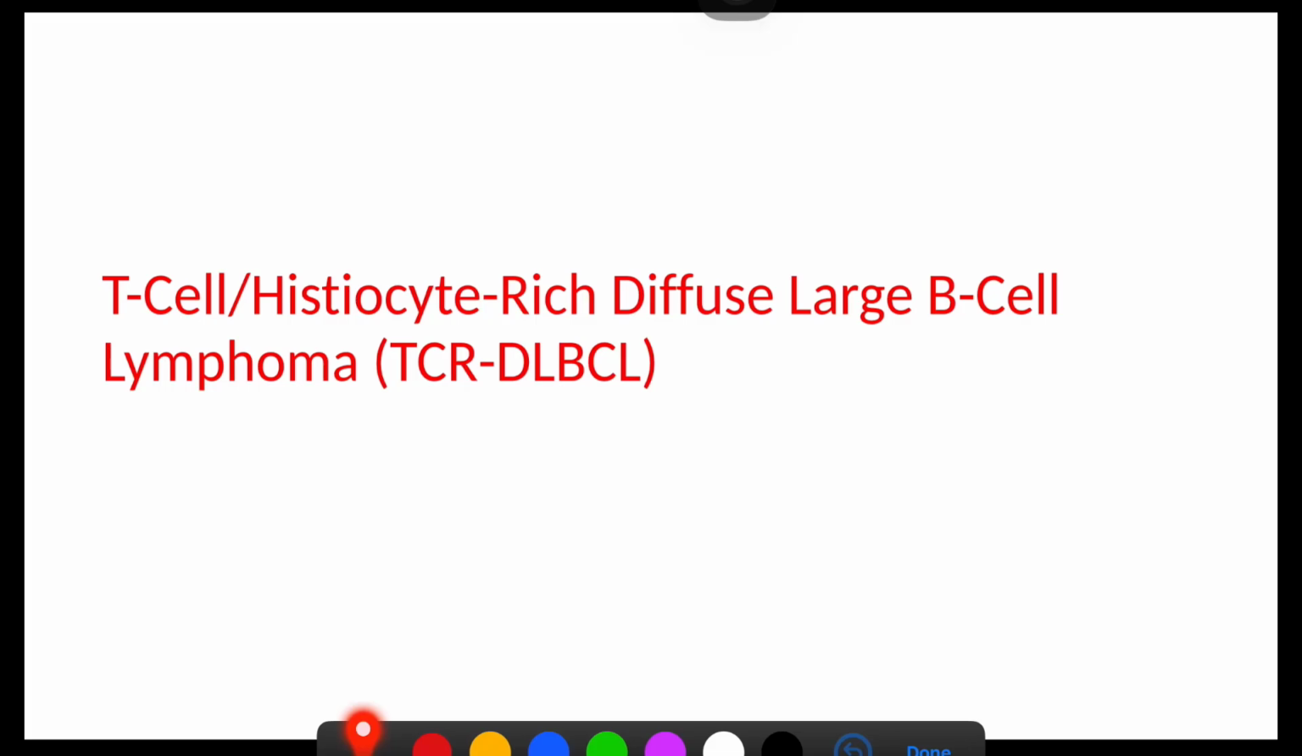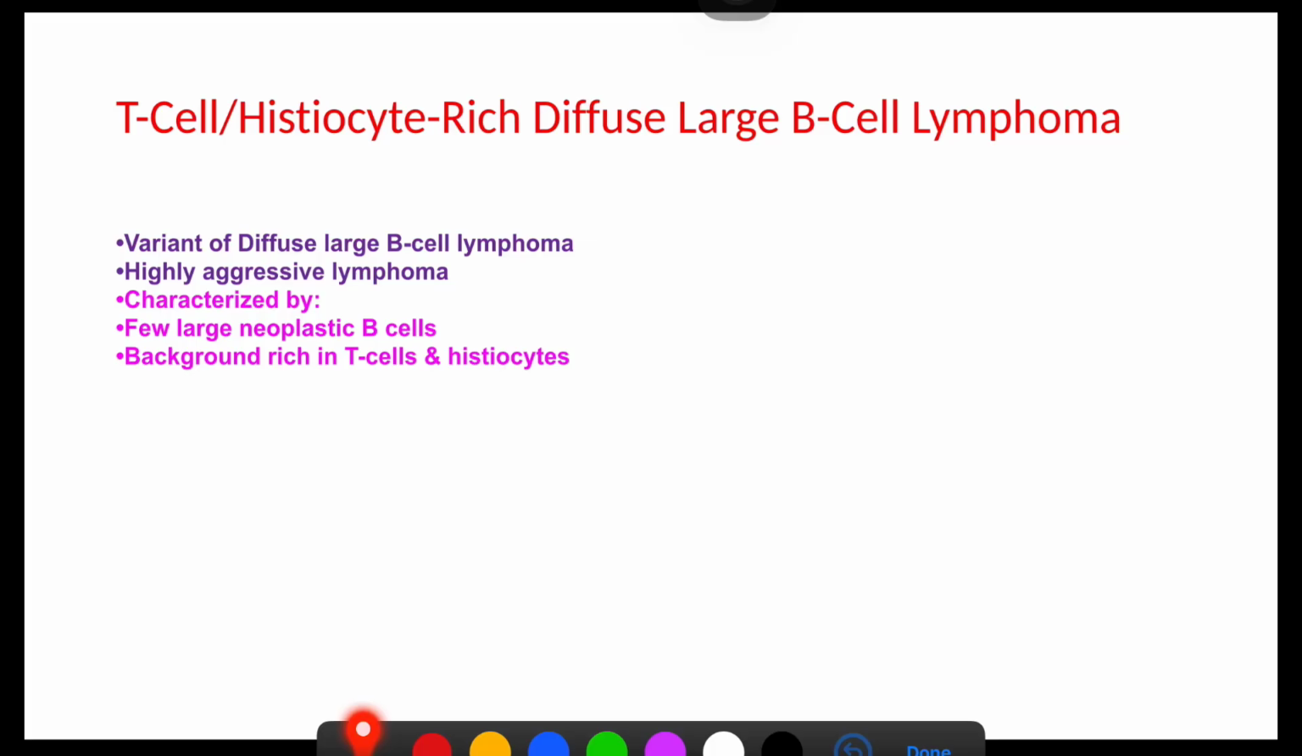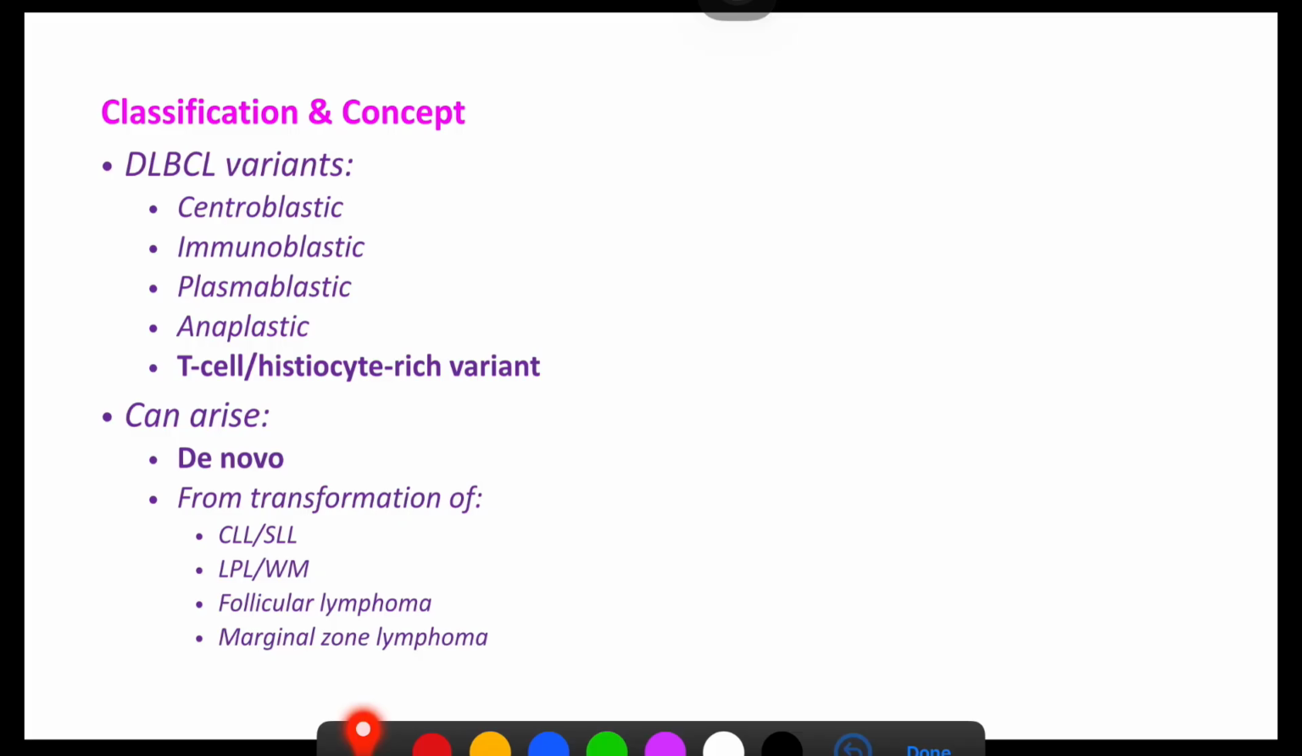Now, T cell histiocyte rich diffuse large B cell lymphoma. So, here it is a variant of DLBCL, and it is a highly aggressive lymphoma characterized by few large neoplastic cells, and the background is rich in T cells and histiocytes. So, DLBCL has variants like centroblastic, immunoblastic, plasmablastic, anaplastic, and in this category of nuclear pattern, it is the T cell histiocyte rich variant.